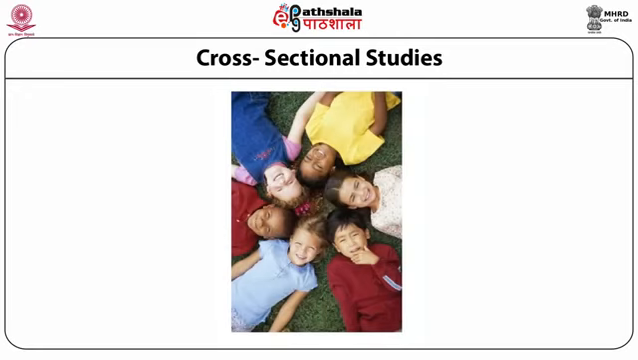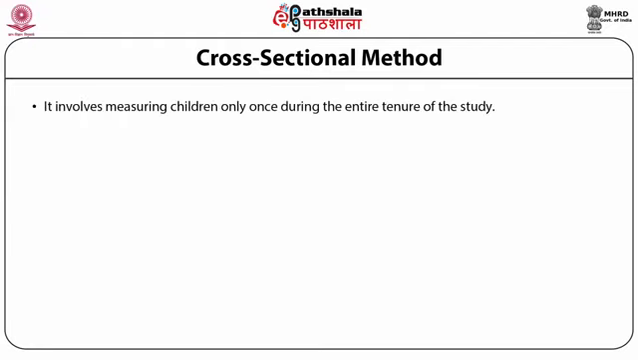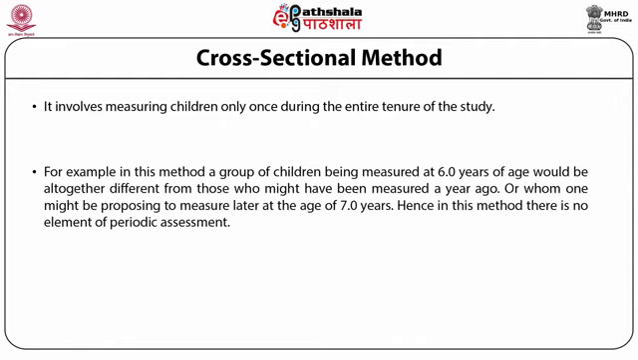In this slide, you can see a group of children belonging to the same age group. They represent cross-sectional studies, and how they represent, we can see in the next slide. A cross-sectional method of studying human growth involves measuring children only once during the entire tenure of the study. For example, in this method, a group of children being measured at 6 years of age would be altogether different from those who might have been measured a year ago, or whom one might be proposing to measure later at the age of 7 years. Hence, in this method, there is no element of periodic assessment.